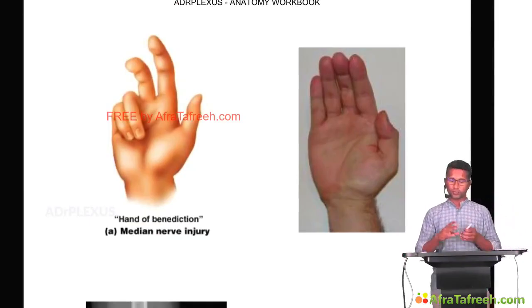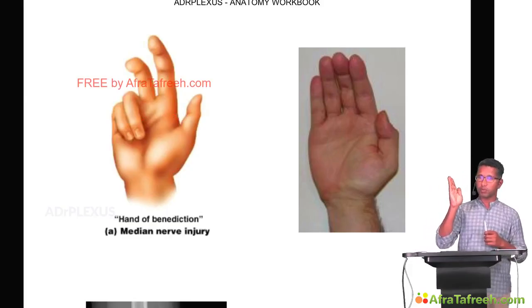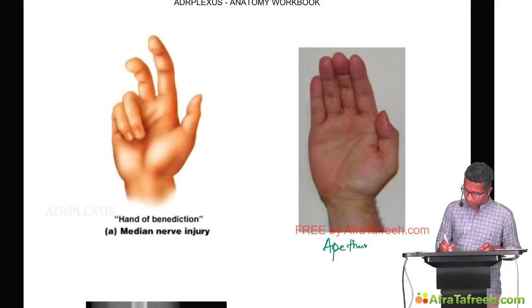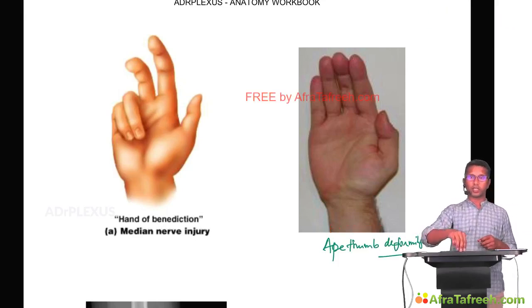As I already told you, the thumb will lose its abduction and flexion. It goes to a primitive form, which is called an ape thumb deformity. So what is this? This is called an ape thumb deformity.